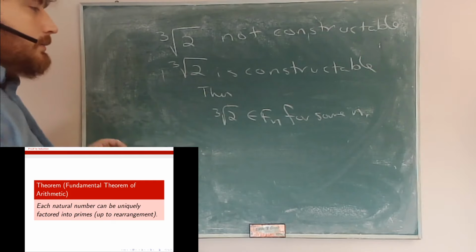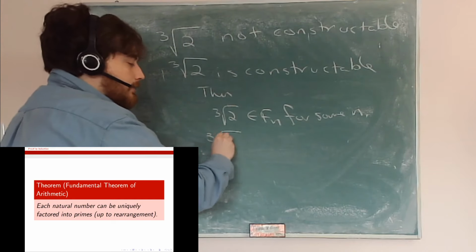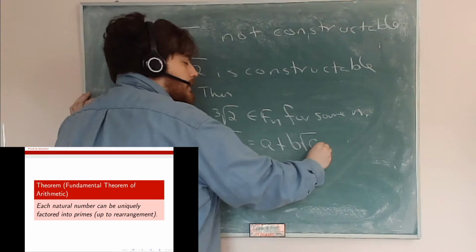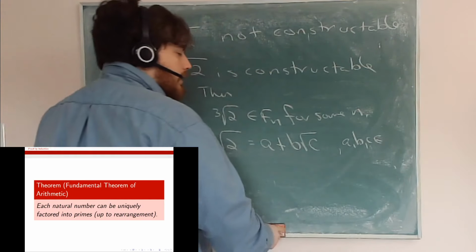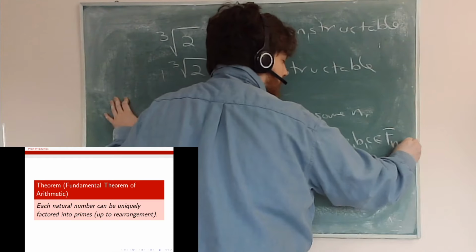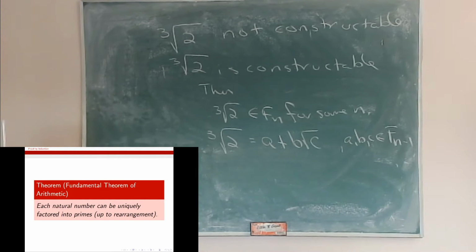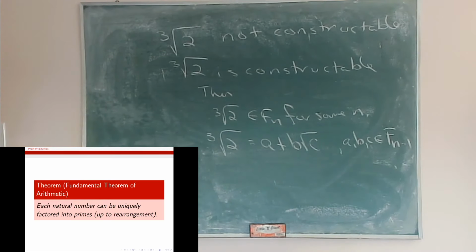All right. So what ends up happening here is that if we assume it's in F sub n, that means I can write the cube root of 2 as A plus B square roots of C, where A, B, and C are in F sub n minus 1. Any questions so far? I haven't heard or seen any questions. All right, I will continue with this then.